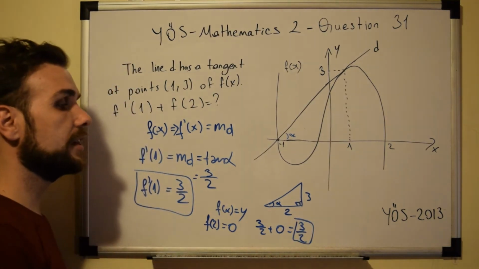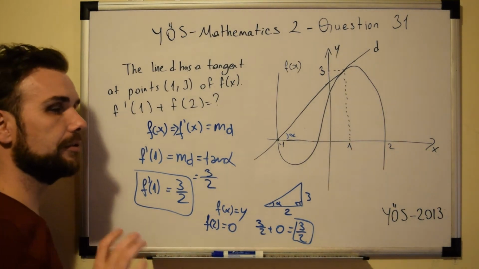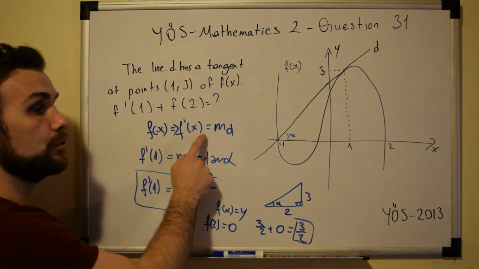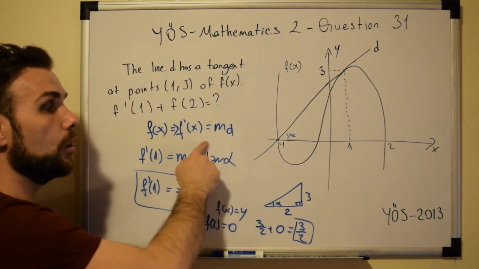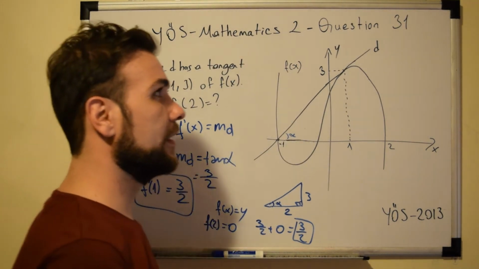So this is the logic and the process you need to follow to get to the right answer. This is something that you should never forget: the derivative of f(x) in these kinds of questions will always be the slope of the line.